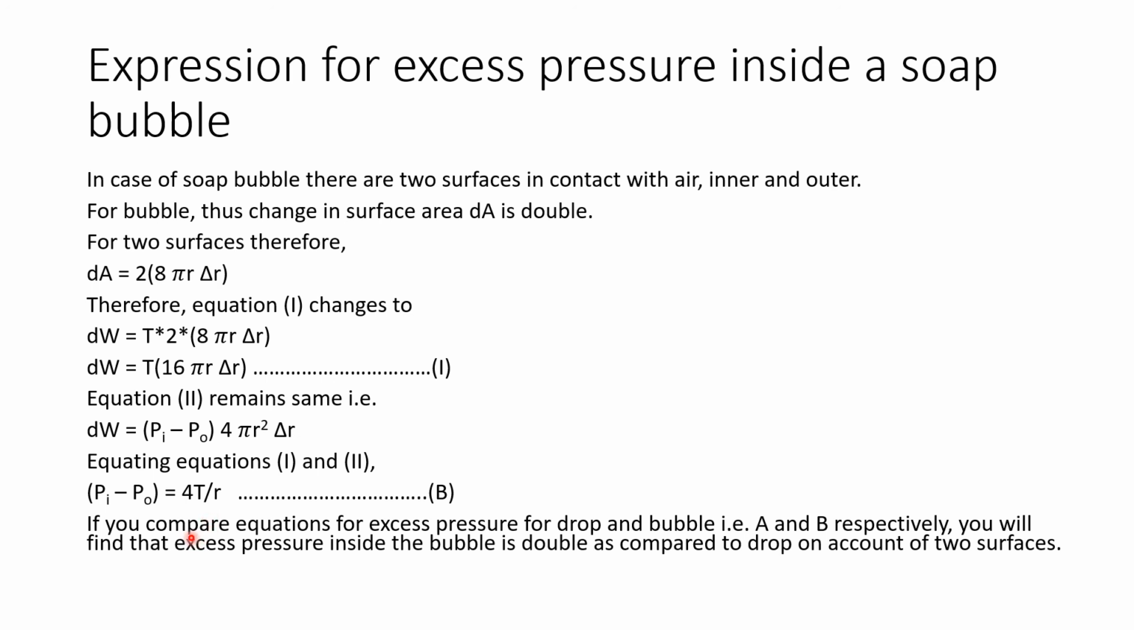What is the excess pressure inside the liquid drop? It is 2T upon R. What is the excess pressure inside a soap bubble? It is 4T upon R. This factor of 2 is due to the two surfaces in contact with the air, right? Now in the next slide I will explain this excess pressure inside the soap bubble in a very simple manner.